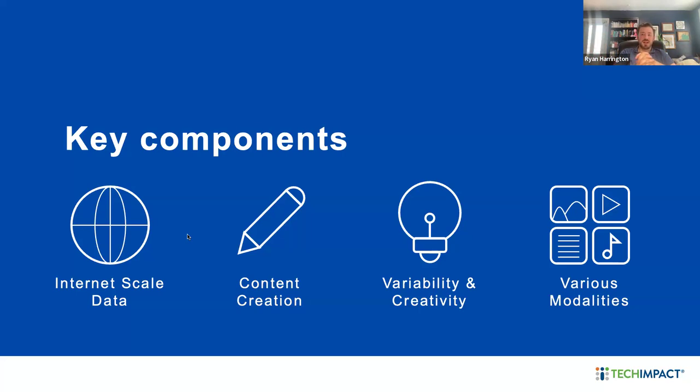Another really key differentiator is that they're focused on content creation. It's all about making new and unique things, and there's maybe some controversy around the creation piece of it, but that's one of the major goals. A third piece is this high level of variability and creativity, and you can actually control how variable and how creative some of those models are with some more advanced techniques. And the last piece is this idea of various modalities. The outputs can end up being multiple types of things, and that's a really helpful and important piece. We're going to concentrate today mostly on outputs being text and some of the things that you might end up doing with that.